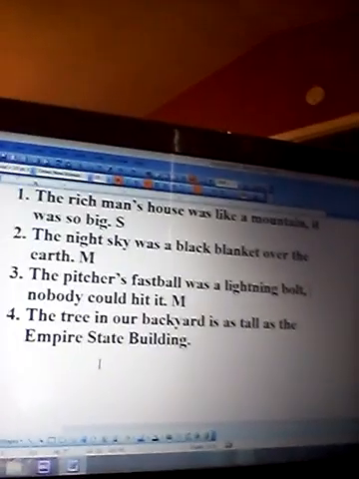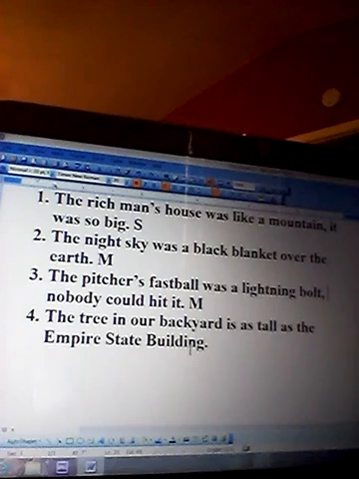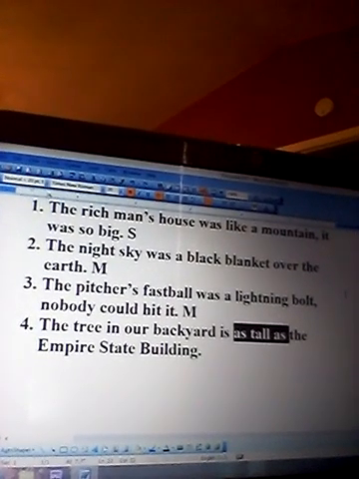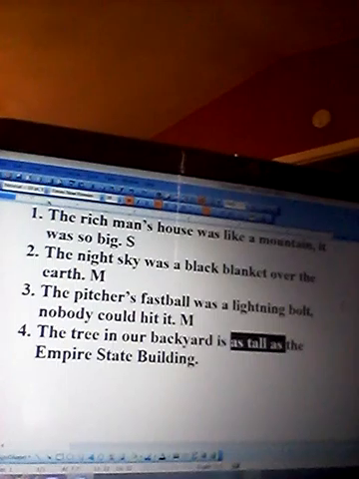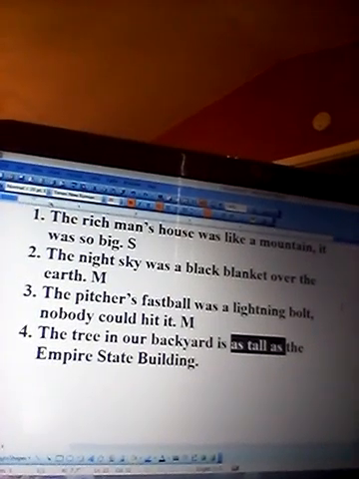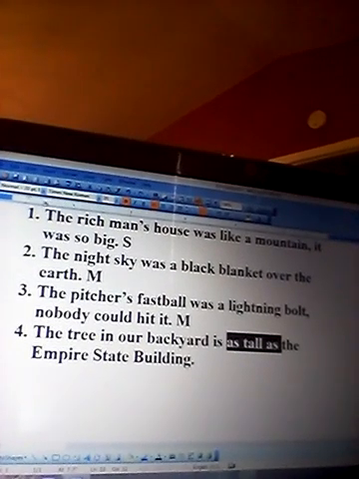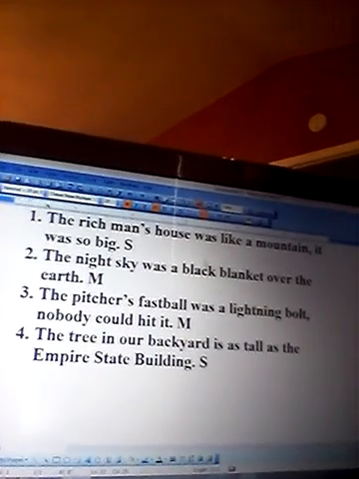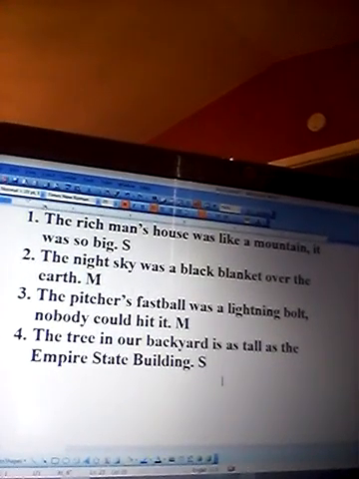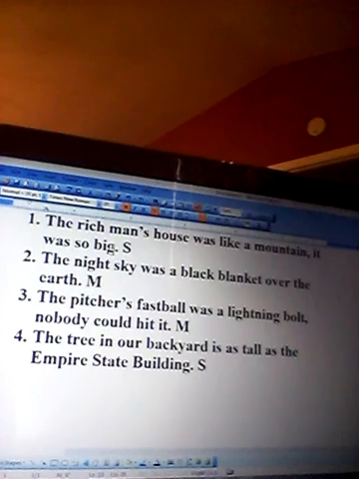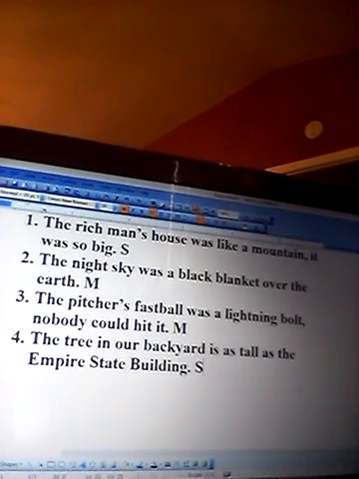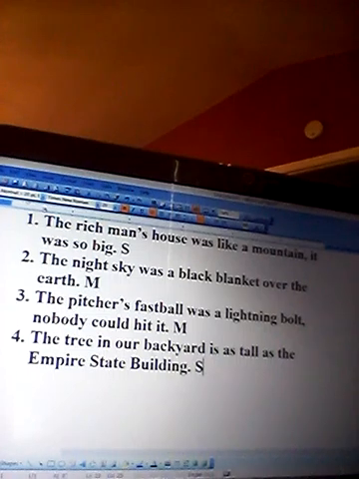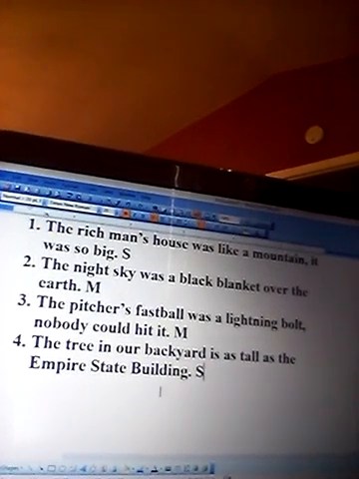Let's go to the last one, number four. The tree in our backyard is as tall as the Empire State Building. Once again, exaggeration, but what are we trying to say? We're trying to say how tall the tree is, and because I see the word as, I know it's another simile. So we've got a simile, a metaphor, and a simile. Here's like, so that's a simile. There's no like or as here, it's a metaphor. There's no like or as here, it's another metaphor. And down here, here's as tall as, a simile.